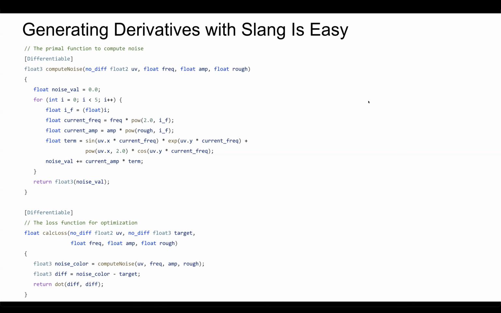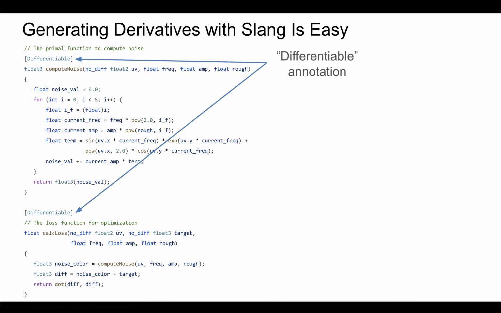This tells the compiler that even though these parameters could be differentiated, it doesn't need to generate derivatives for them. Now, why? Well, think about it like this. The knobs that we want to tune to get our noise function just right are the frequency, amplitude, and roughness parameters. Those are what control what the noise looks like in the end. The UV parameter, on the other hand, is telling the function which pixel in the noise image it's currently generating. So that's not a parameter that's being learned, and in fact, we don't want to make any changes to it.